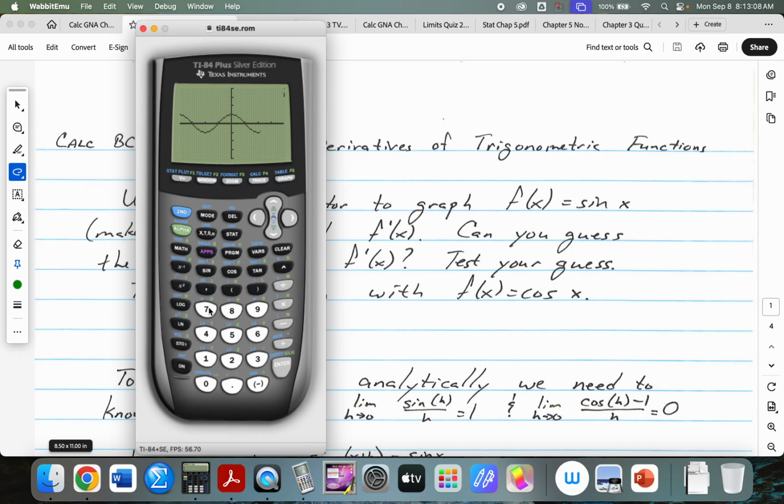Man, that looks familiar. What is that? Yeah, it's the graph of cosine. And it turns out that indeed the derivative of sine is cosine. Now, you might think then that the derivative of cosine would be sine. Unfortunately, not quite true. So let's go back into this and change this function to cosine.